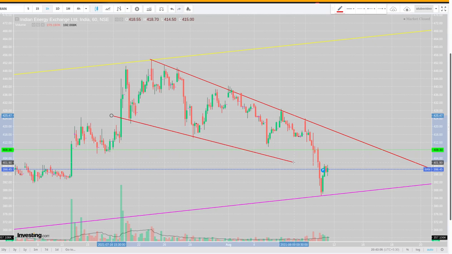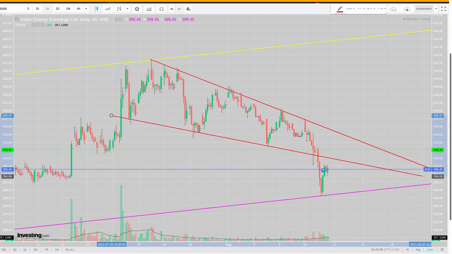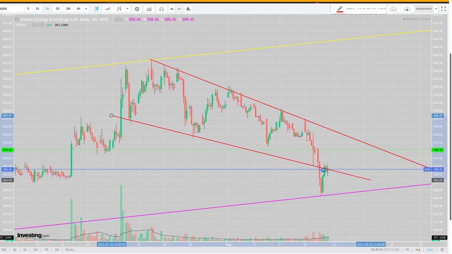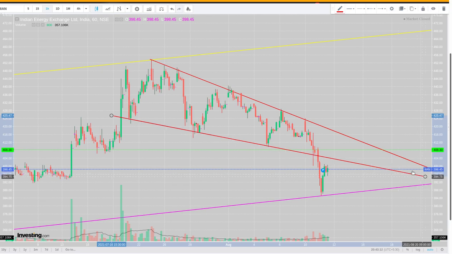So try to have a look at how this particular stock actually behaves when it enters into the zone of 415 to 420, and if it is able to give a breakout, just add that and have this pink line as your stop loss, and try to ride this particular wave, right?